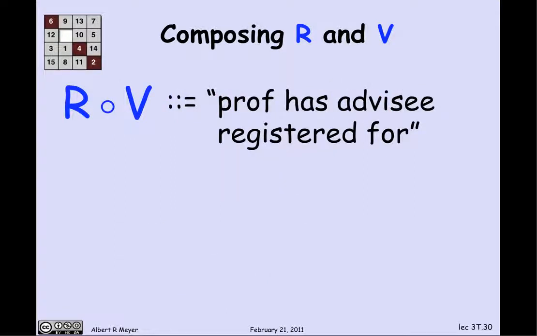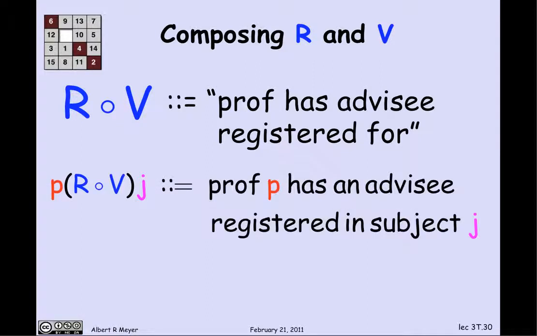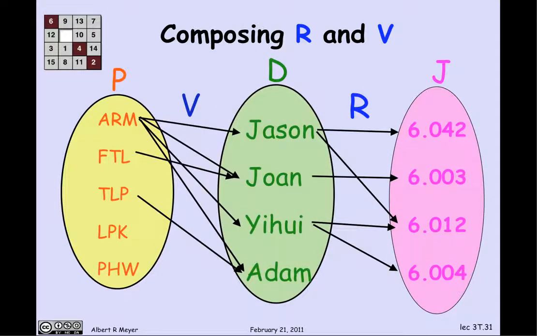What it means now is that 2 things are related by R of V. It relates professors and subjects, and it says that a professor and a subject are related if the professor has an advisee, some advisee, in that subject. So for P a professor and J a subject, P is related to J by the composition of R with V if and only if Professor P has an advisee registered in subject J. Let's see how you figure that kind of thing out.